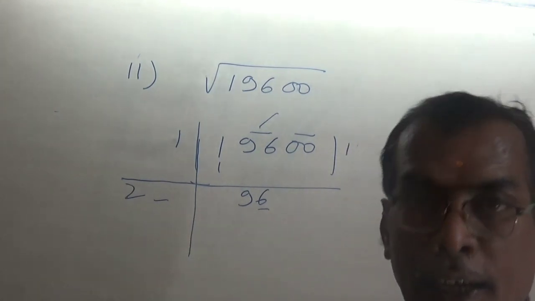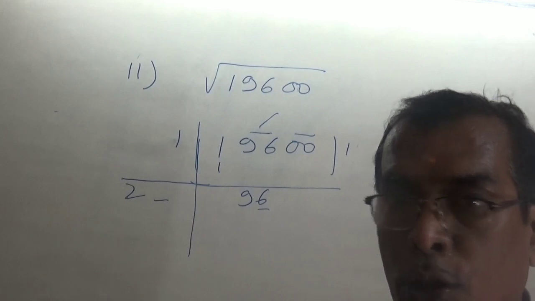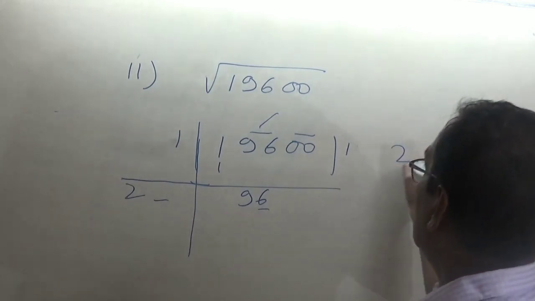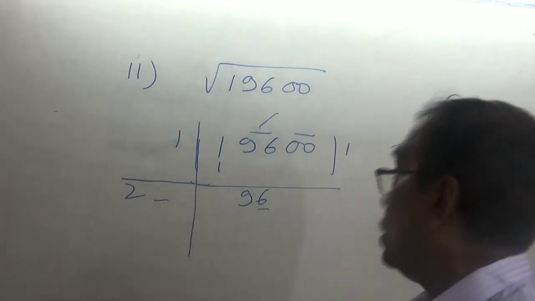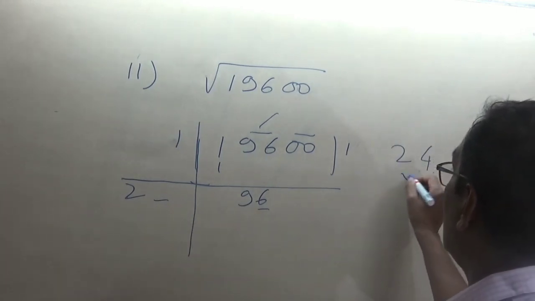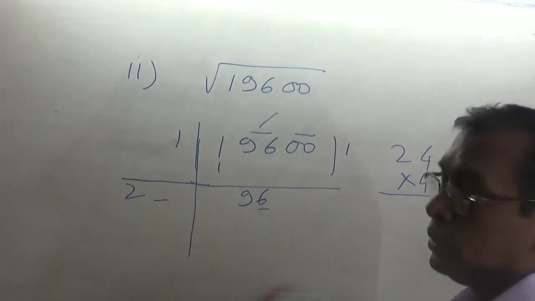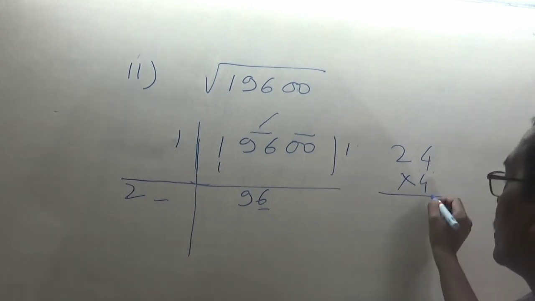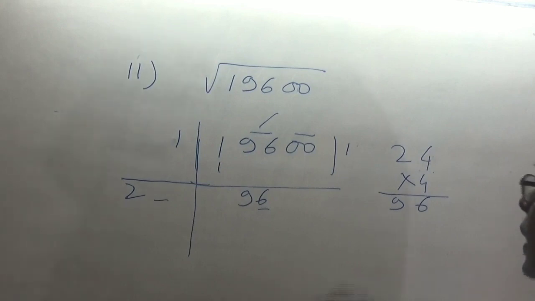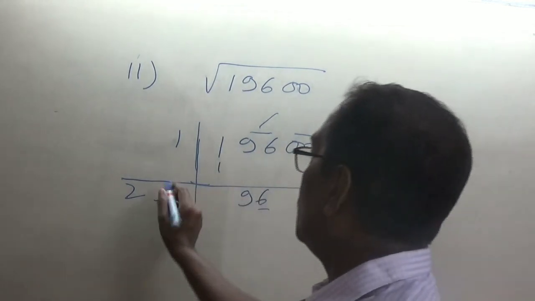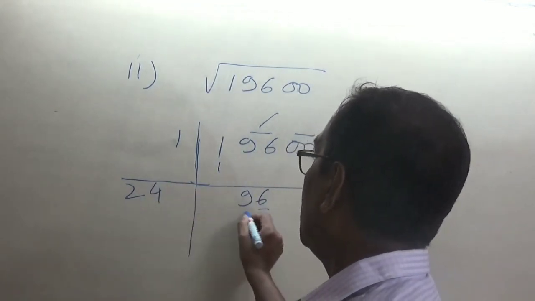Now 9. Divide this 9 by 2. 4 twos are 8. So take the test with 4. That is 24. I am taking the test with 4, so I am writing 24. With 4 you have to multiply. 4 4s are 16. Carries 1. 96 has come. So write here 4, write here 4, and write here 96.